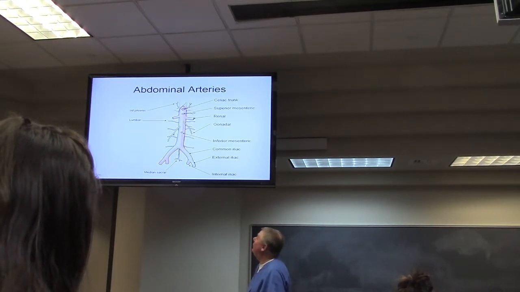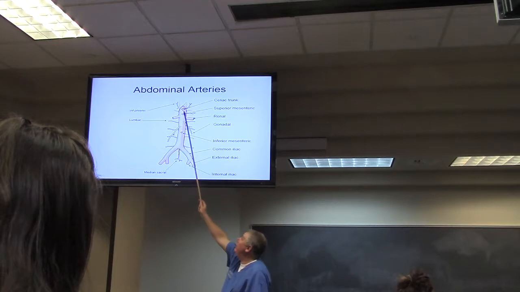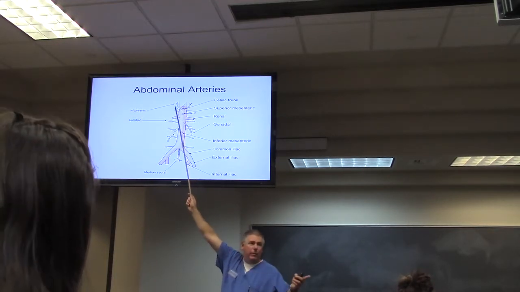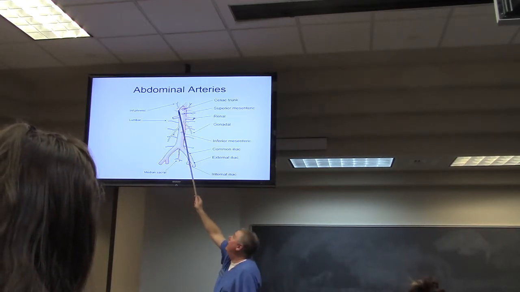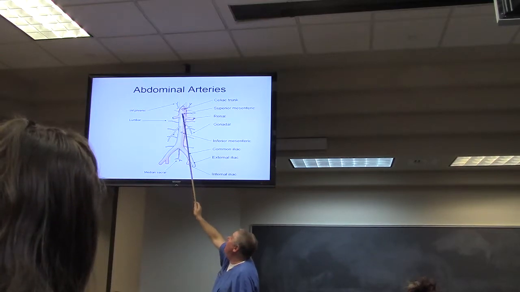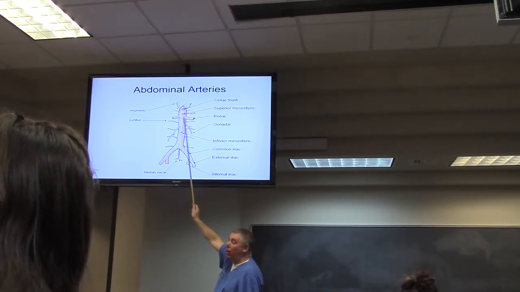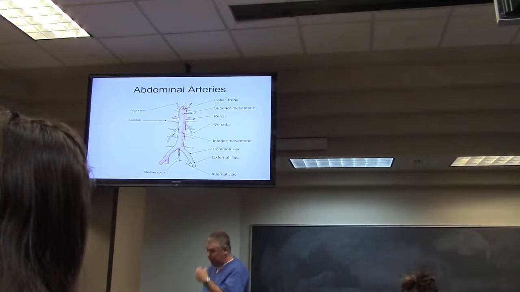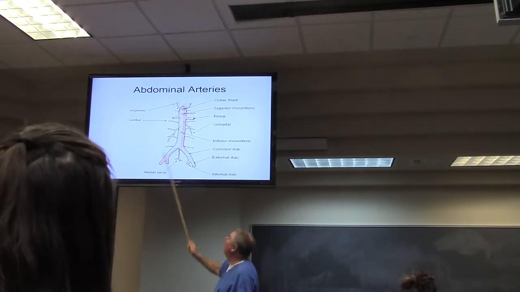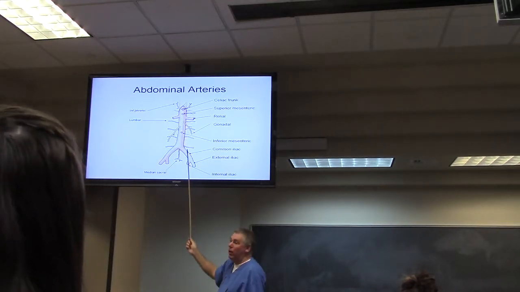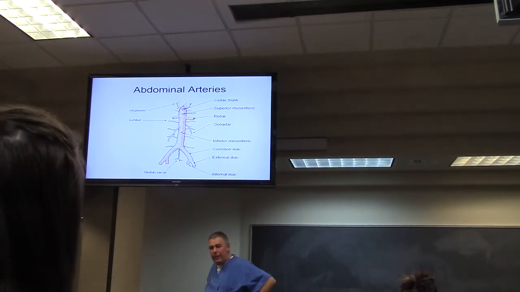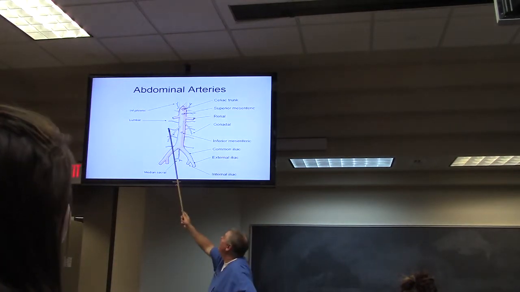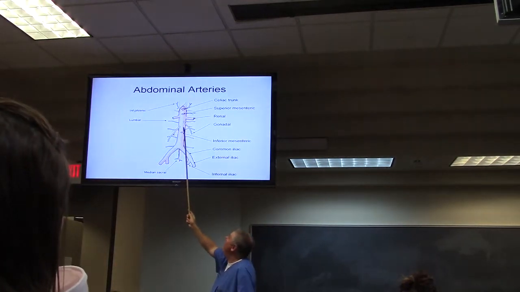Everything else is paired, pretty much. You have inferior phrenics, and we found the inferior phrenics in a couple of cadavers yesterday. Below them, you're going to find the very large renal arteries. We'll talk about those more later on. You have segmental arteries that supply the abdominal wall musculature, these out here.